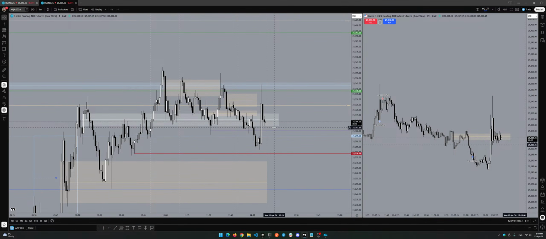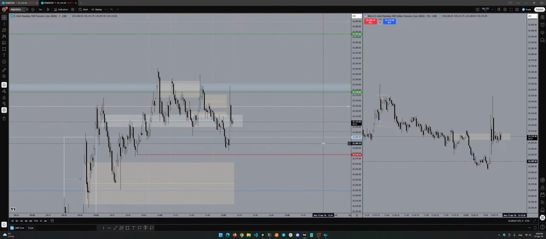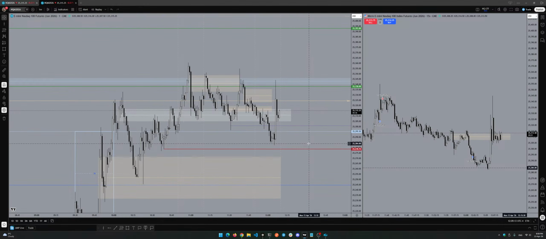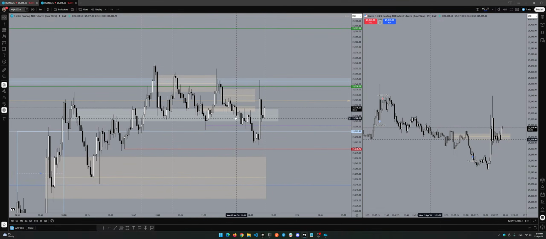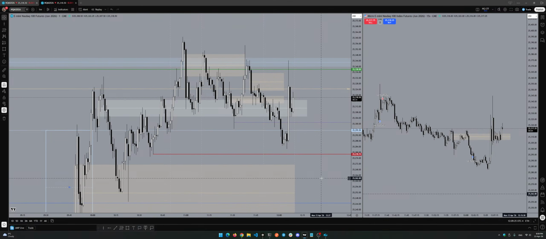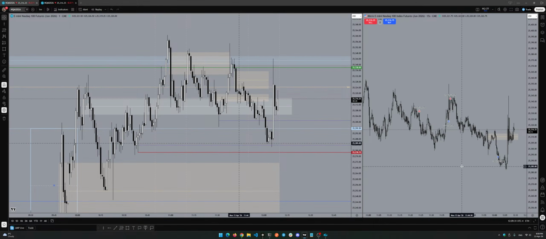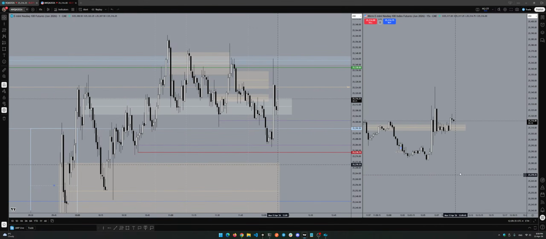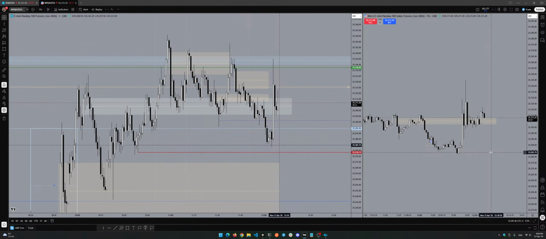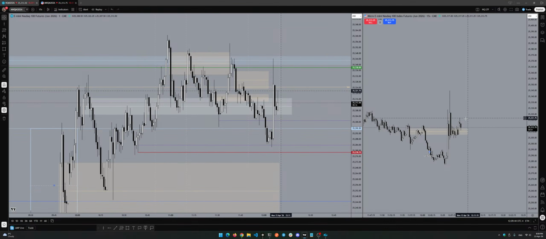This has to be skipped. I can return at 1:30, start of the PM session. But this is lunch, and this to me is an okay macro. Raided these lows, fell short of this. Perfect touch, almost perfect touch to the midpoint of this week. Yeah, it's okay. I don't want to trade this.